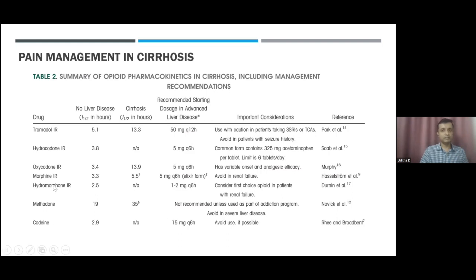Whereas something like tramadol would be safer, especially because it has minimal sedating effects, because other opioids might worsen hepatic encephalopathy due to their sedative effects. But the important thing about tramadol is that it can cause serotonin syndrome in patients who are already taking SSRIs or tricyclic antidepressants, and of course it can reduce the seizure threshold. So it should be avoided in patients with seizure history.